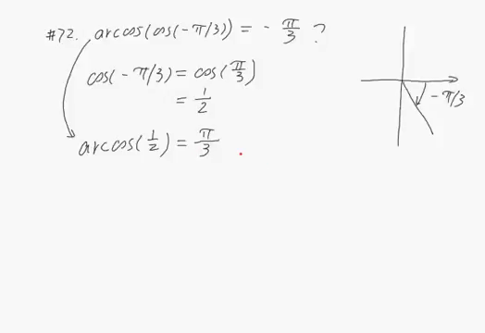Now you look at this again. Is this equal to negative pi over 3? No. The problem is that negative pi over 3 is not in the range of the inverse cosine. The range of the inverse cosine is from 0 to pi. So you just cannot simply cancel the original function and inverse function to get the answer. So this is a little bit tricky.